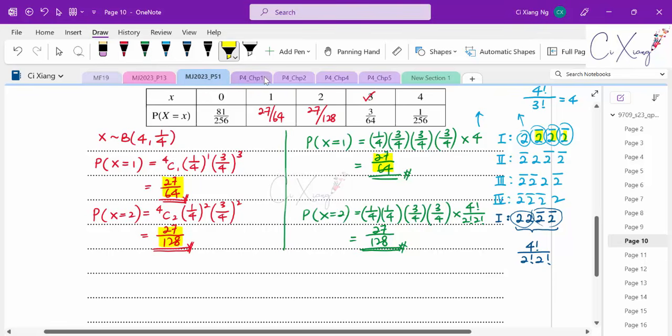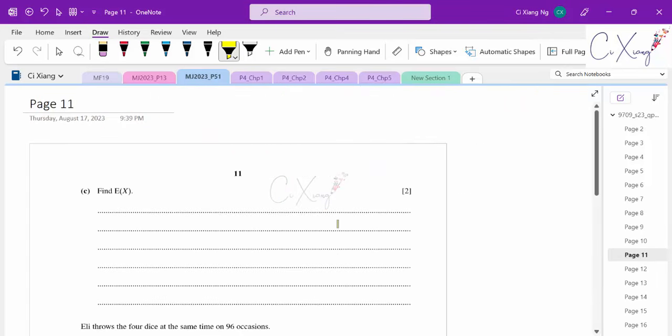So this is how we solve the question for part B. There are 2 methods here. Of course, to me, this one is more straightforward, because from here I know that it's binomial and I can straight away apply the binomial formula. Now let's have a look at the next part, part C.